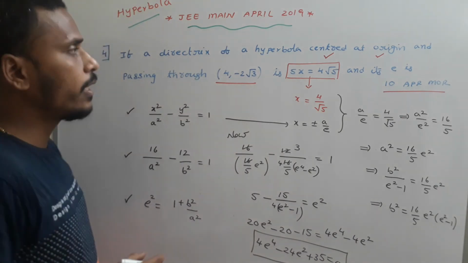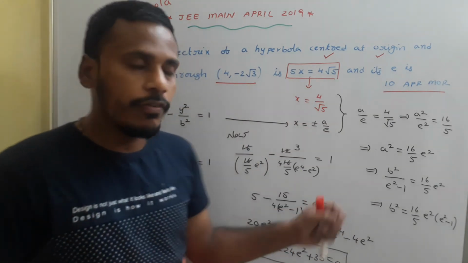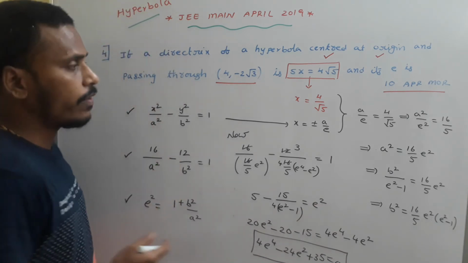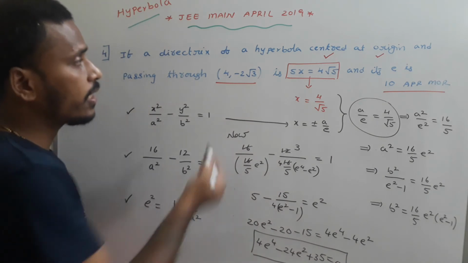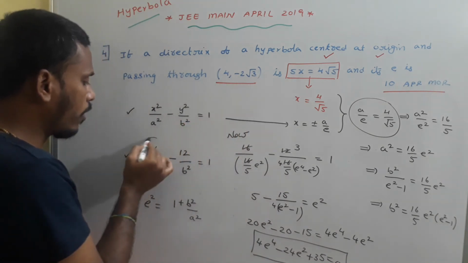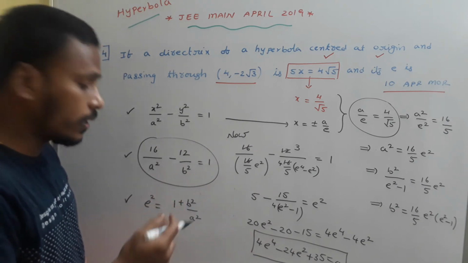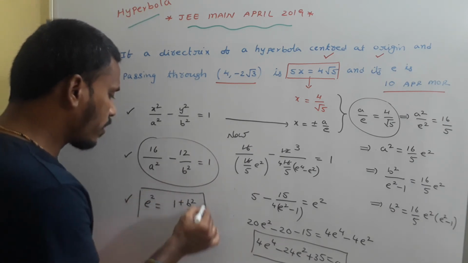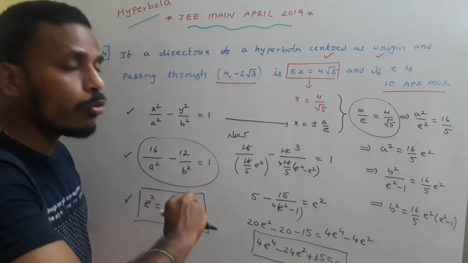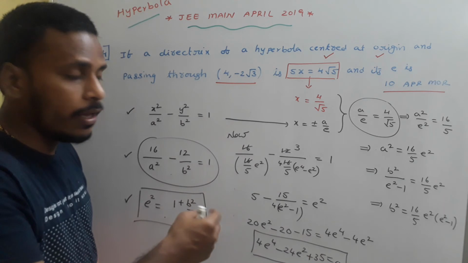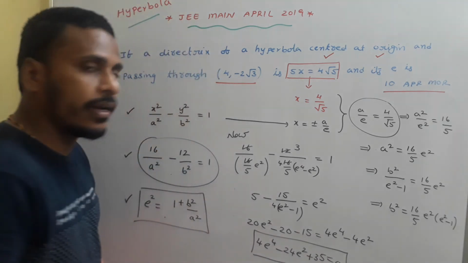So finally we need to give a relation on e. For that we have 3 conditions. First thing is the directrix: a by e is equal to 4 by root 5. Second thing is the point substituted in this hyperbola, that means 16 by a square minus 12 by b square is equal to 1. And the third thing is the formula of eccentricity. Using these 3, we need to eliminate a and b. We need to make a relation in terms of e, construct a quadratic in terms of e square, and that's our answer at the end.